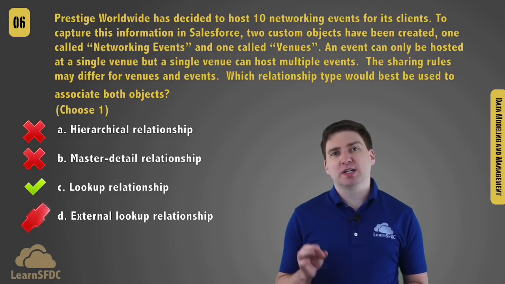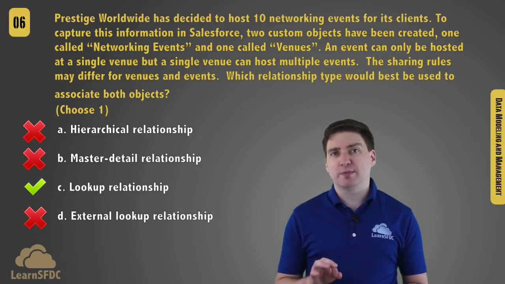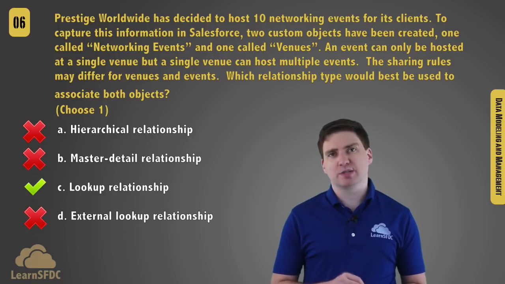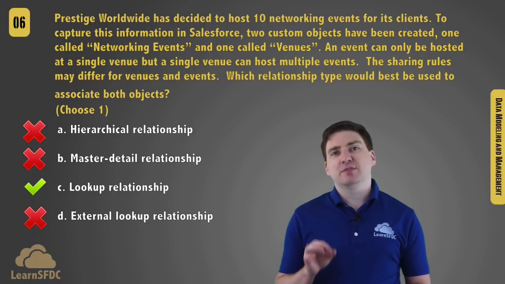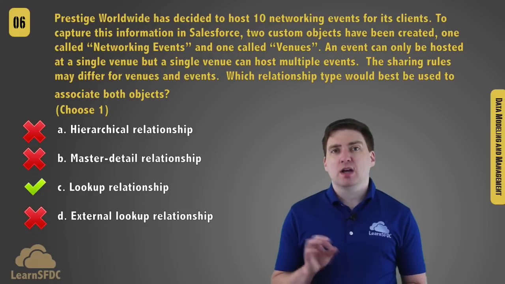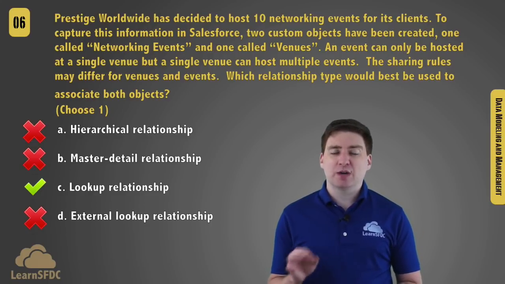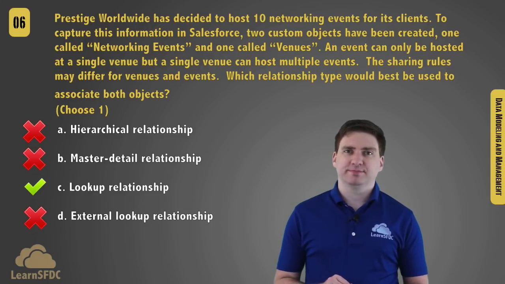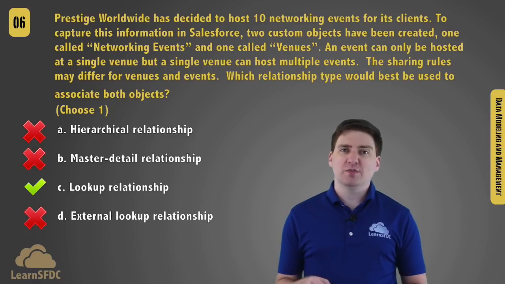D is incorrect because an external lookup relationship links a child standard object, custom object, or external object to a parent external object. The data from the external lookup relationship comes from an external data source outside of Salesforce. In our scenario, all of our data is currently stored inside Salesforce, which means external lookup relationship is not the right choice.